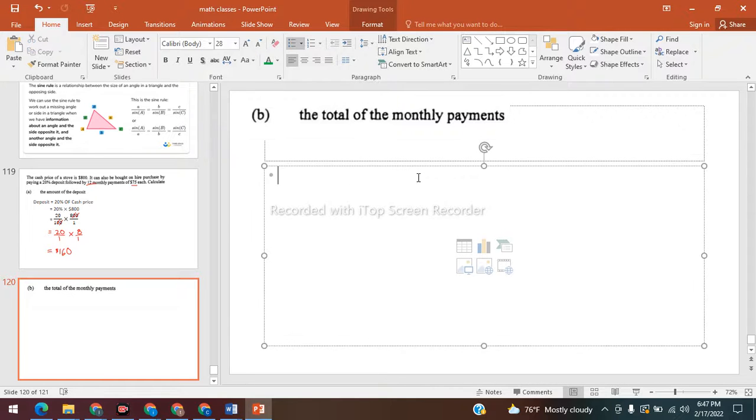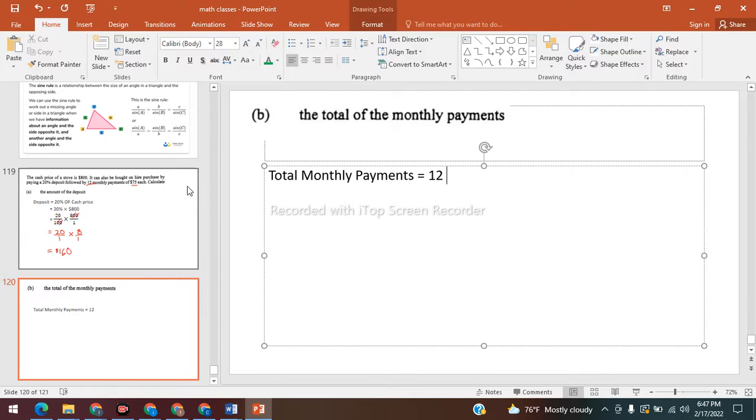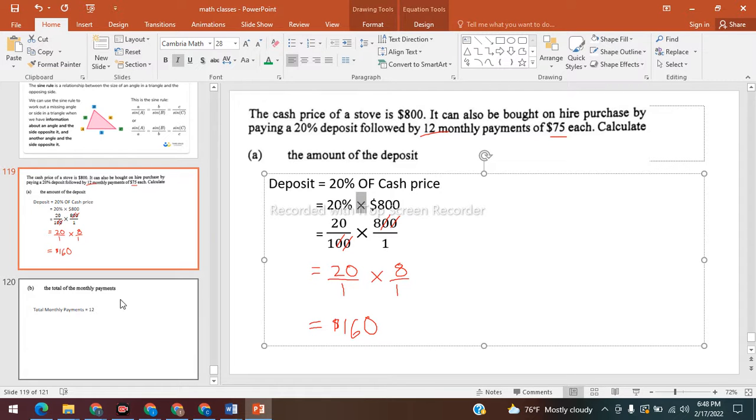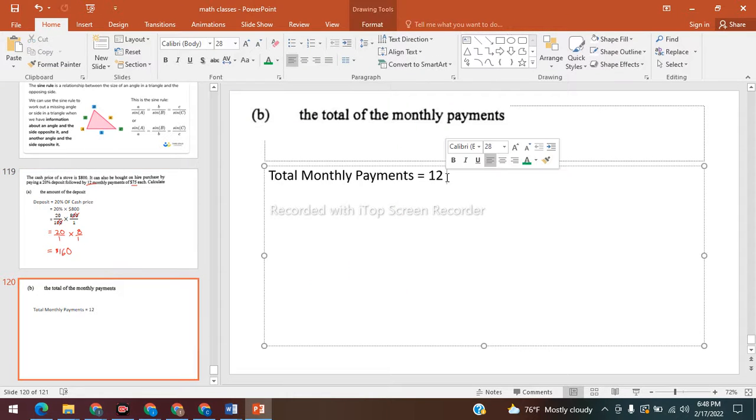Okay, so the total monthly payments is going to be equal to 12 times what? 75. 12 times $75 is $900.